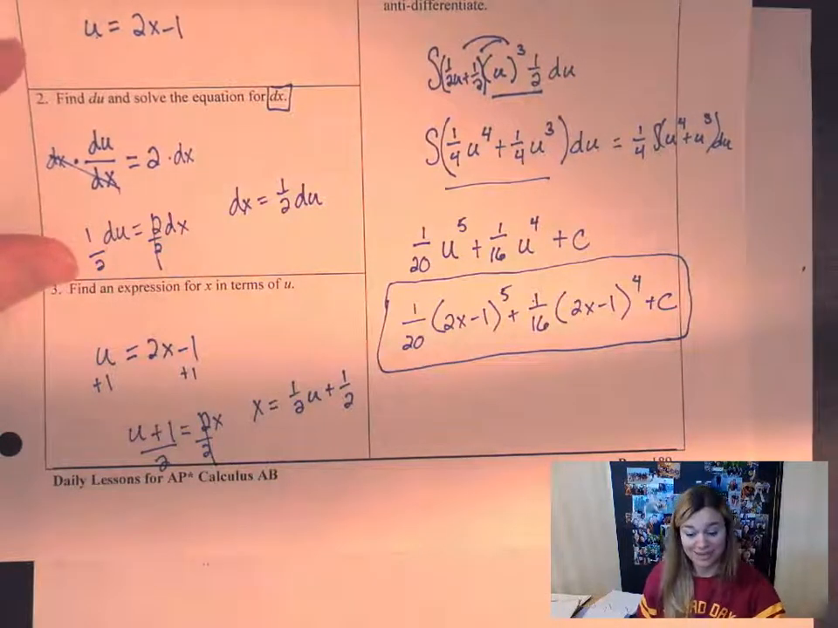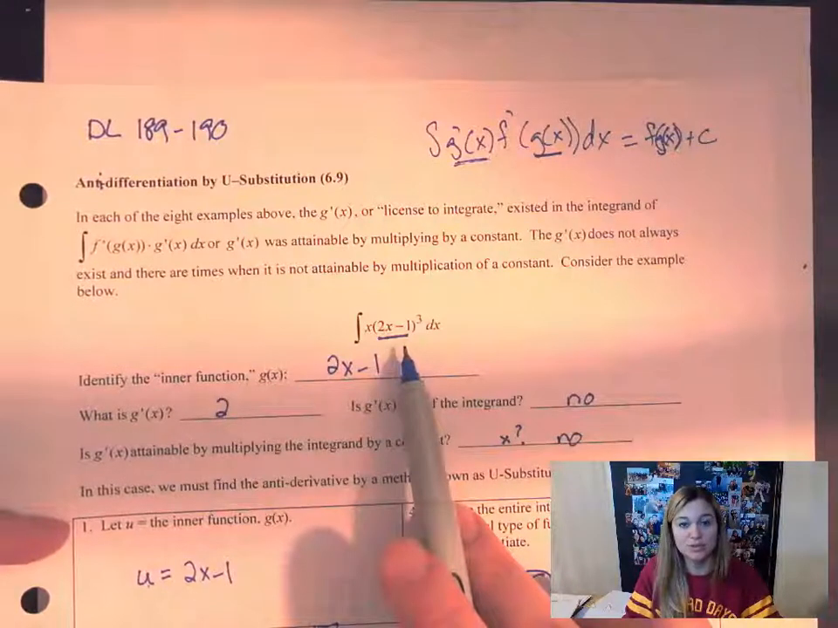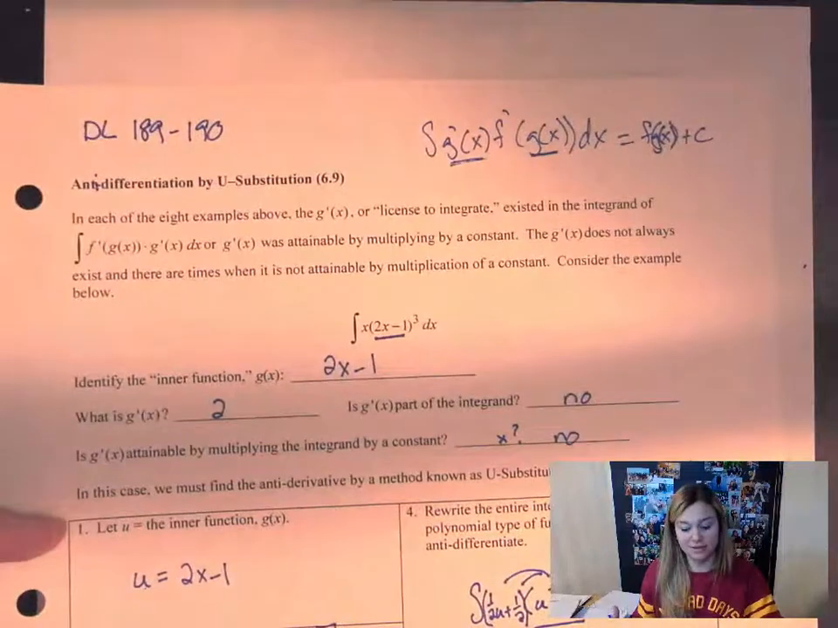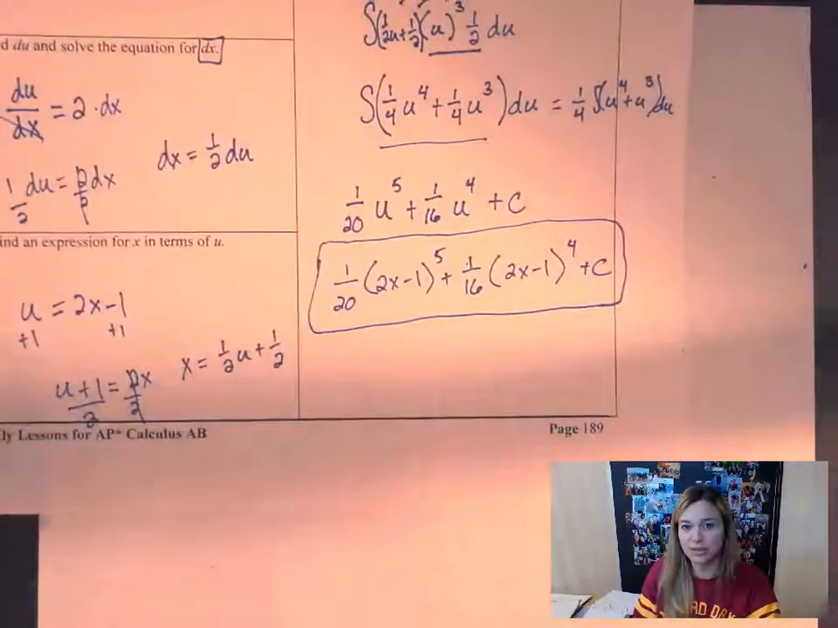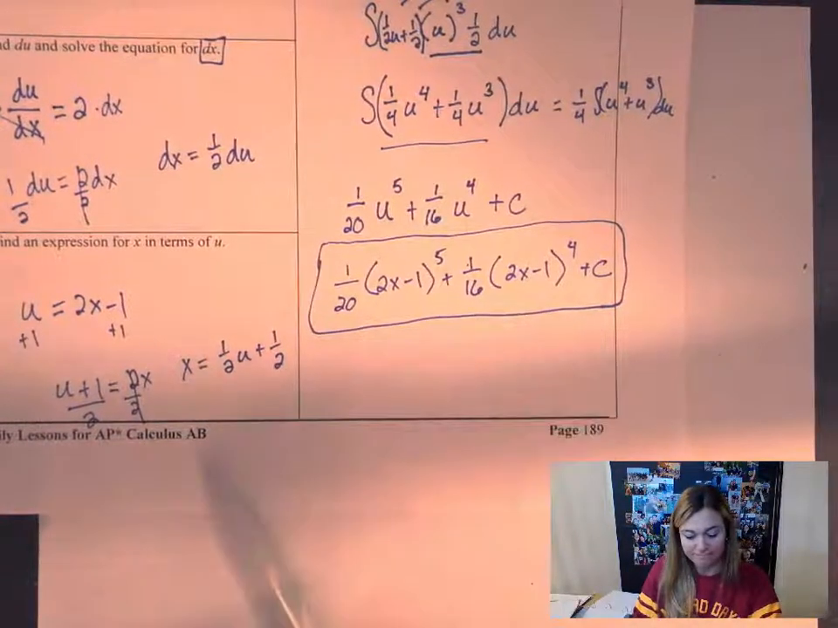And really, if you wanted to see how that was possible, you could have taken 2x minus 1 times 2x minus 1 times 2x minus 1, multiplied that all by x, and then done the antiderivative this way. And you would get the same thing as we got right here, except you would get some really gross answers that would need a whole lot of simplifying. So this is where we're at.